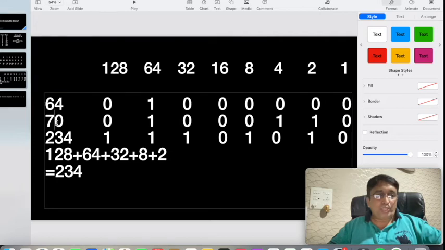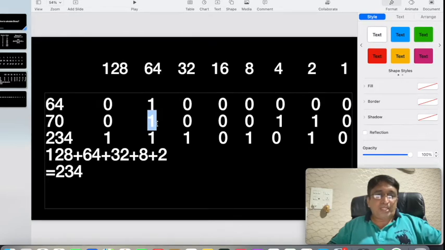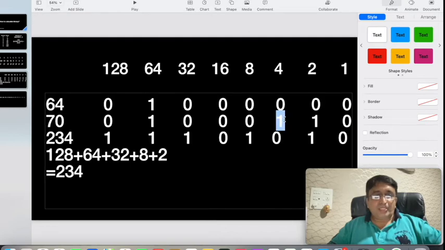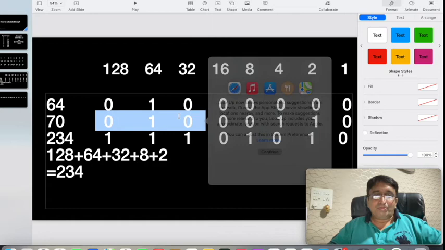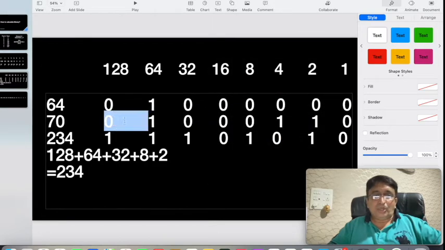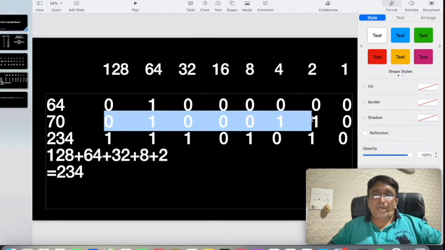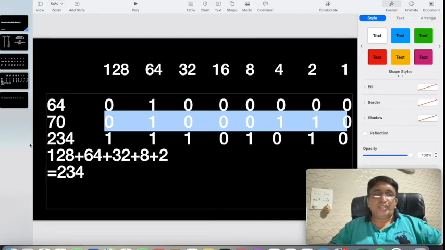Let's take another number, 70. 64 we already know is the value of a single bit. 64 plus 6, so 64, this bit is on. Then 4, that is 64 plus 4, that is 68, and plus 2, that is 70. So the binary of 70 is 0, 1, 0, 0, 0, 1, 1, 0. So 64 plus 4 plus 2, that is 70.